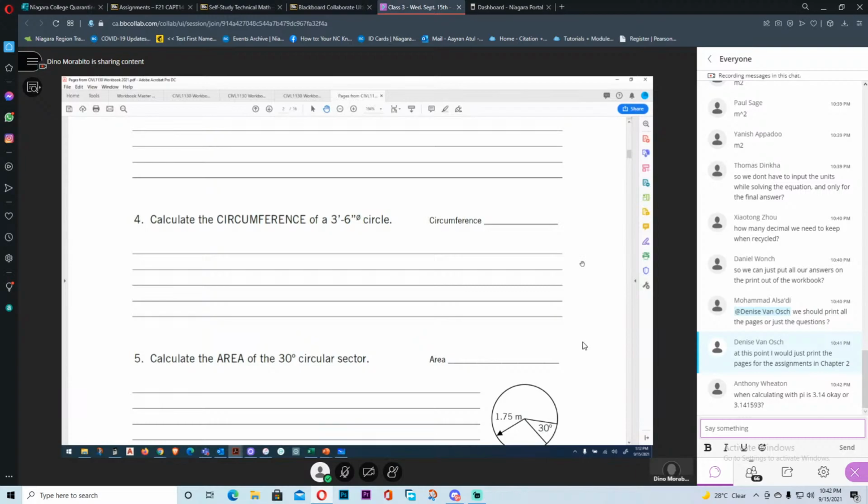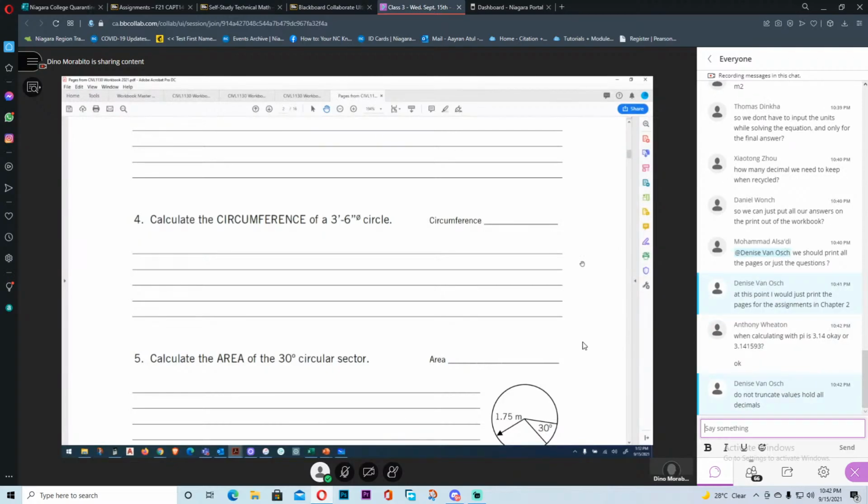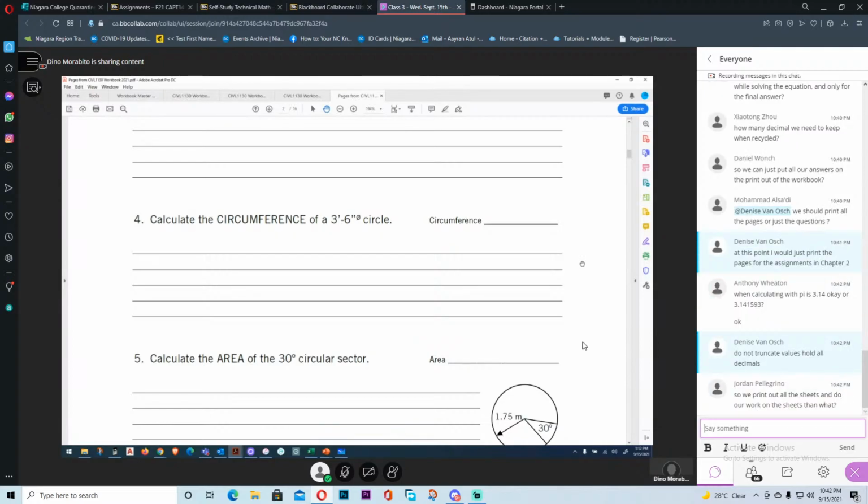Anthony, please use a more accurate version of pi other than 3.14. In your calculator, you can just type, or you can use the function for pi, and it's going to give you a correct answer. It isn't a big deal when we're looking at small items like a 3'6" diameter circle, but if we have a situation where we're doing a construction site that's 15,000 meters across, we have to deal with the change in accuracy there.